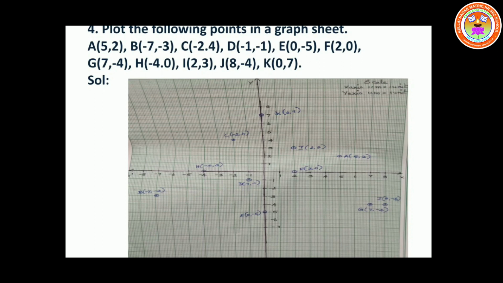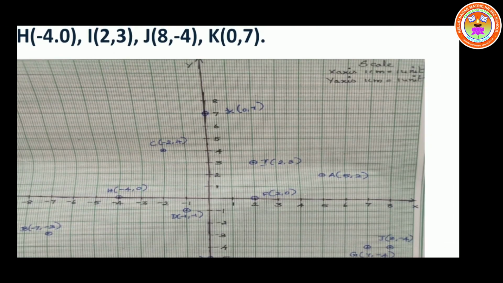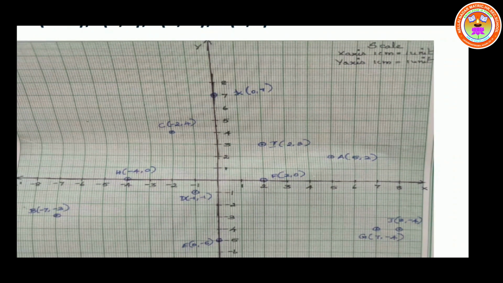So A, what is the first point? 5 comma 2. So 5 is the x value. So A is 5 comma 2. I'm going to zoom in and show you. Here A is 5 comma 2, so 5 on the x-axis and 2 on the y-axis. The intersection point of these two I'm going to mark. Taking 5 from the x-axis and 2 from the y-axis, they meet at this point A. That is what I have marked, A of 5 comma 2.